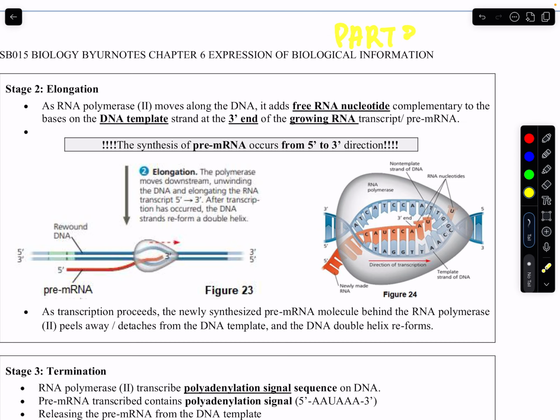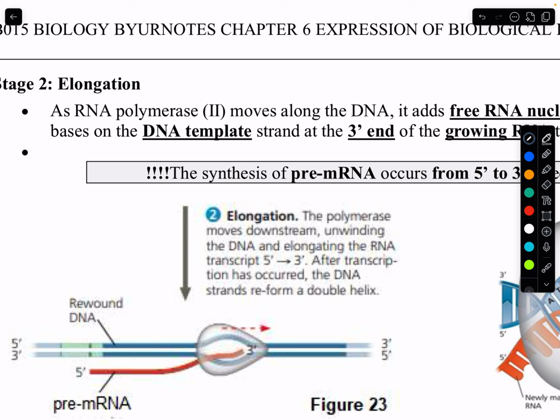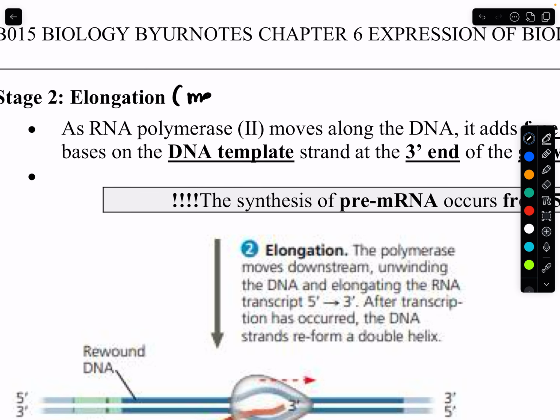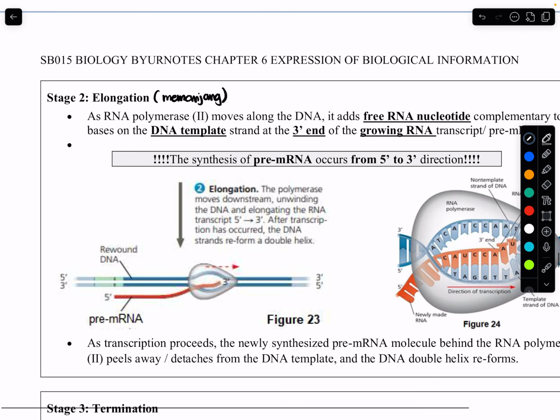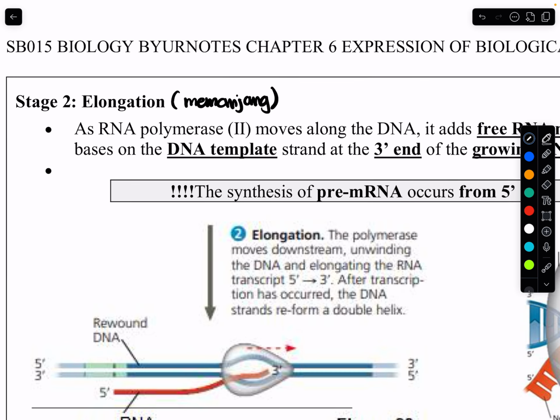Okay, bila part 3 kita akan move on kepada elongation untuk transcription. Okay, jadi untuk elongation, nama pun elongation, nama lain elongation adalah memanjang. Enzim apa yang akan memanjangkan mRNA kita? Sama juga, we will always still use our RNA polymerase.